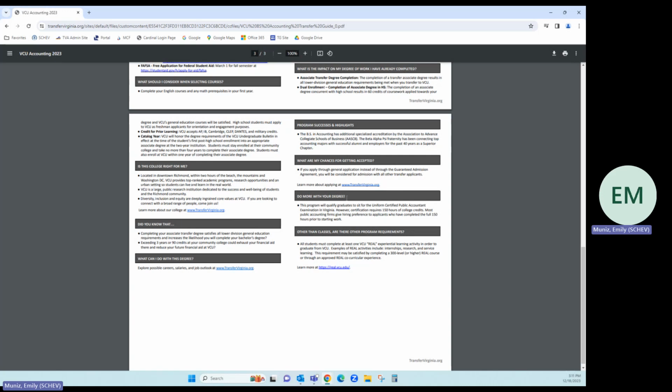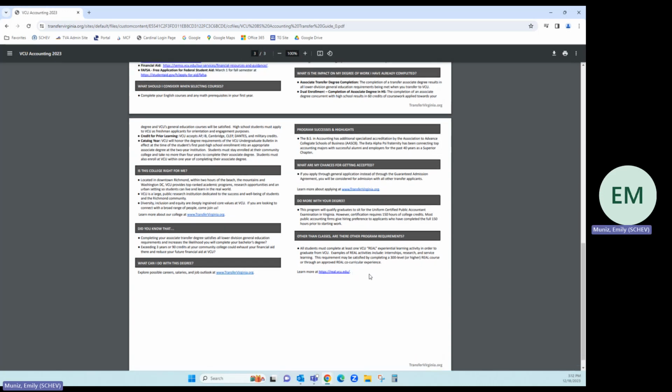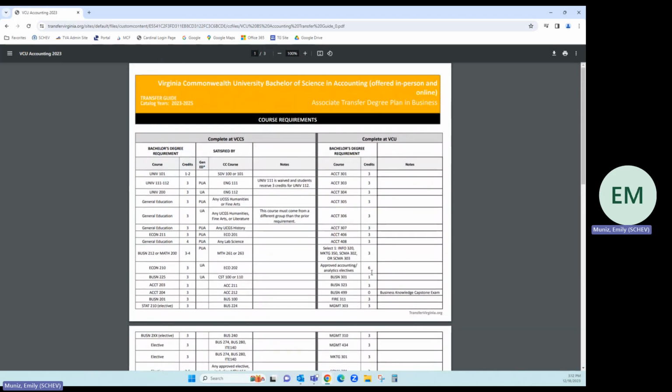Can you do more with this degree? So what to expect after the degree is completed. In this case, VCU is informing students about sitting for the public accounting exam. And then are there any other requirements that students should be aware of outside of the coursework? They can put information there as well. And that's pretty much everything that's included on the transfer guide.